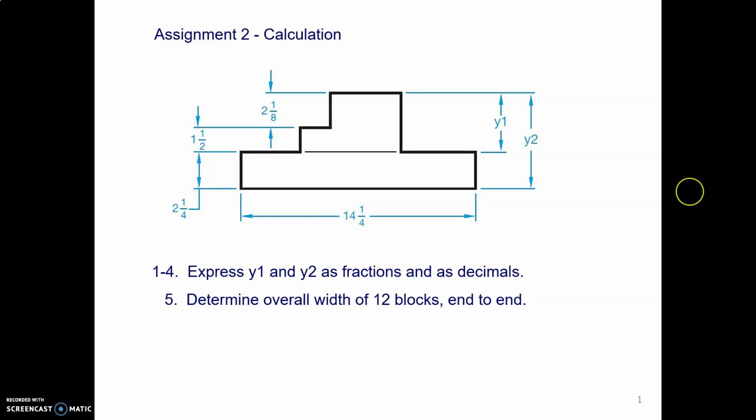Then, what if this is some kind of repeating doodad, and you have a whole bunch of them? You have 12 of these blocks, one end next to the other end, 12 of them. How long is that? Well, 12 times 14 1/4, there's our answer.